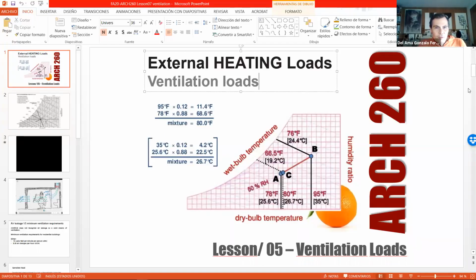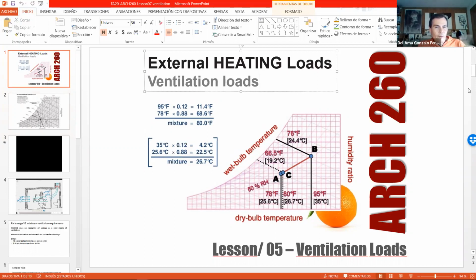So today we're going to start speaking about the ventilation loads. We will speak about this next week as well, because it's not difficult, but those are new concepts. We haven't talked about this yet in building science. So in building science, basically we have two kinds of thermal loads.